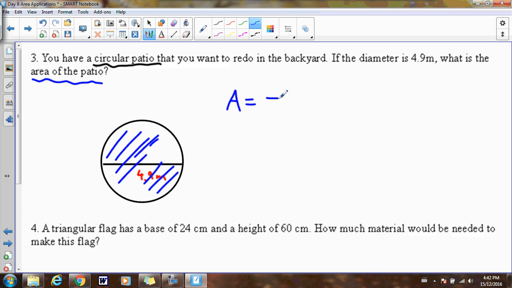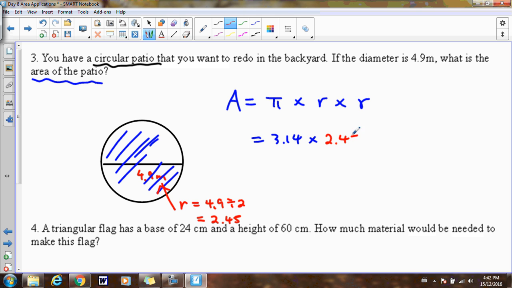Remember, the area of the circle is pi multiplied by r times r again, 3.14 multiplied by, but wait a minute, we don't know what the radius is in this situation. So we have to calculate that first. Remember, the radius is just the diameter, 4.9, divided by 2, right? So if you do that, you should get 2.45 to be the radius. So you just plug that into the equation here: 2.45 multiplied by 2.45, those are the radiuses. And you're going to get 18.8 meters squared.